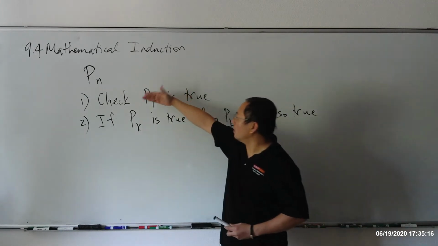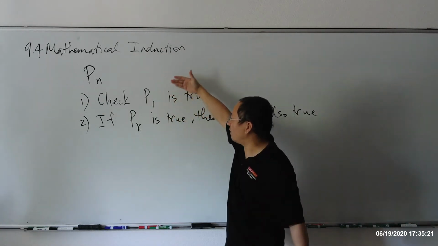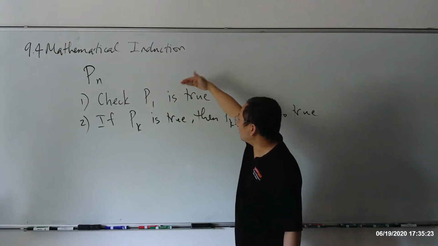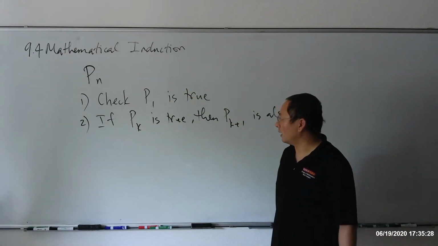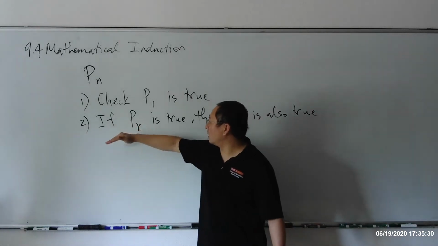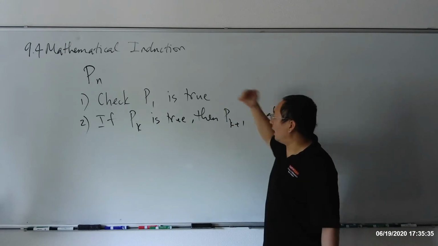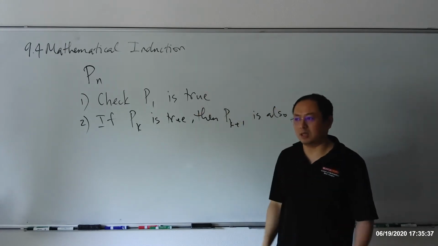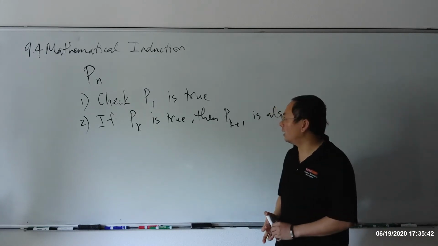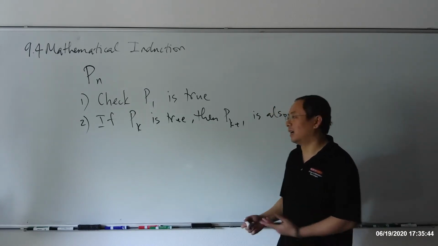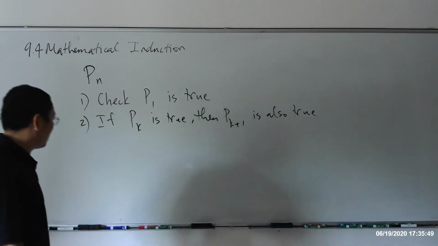So basically, you can prove a mathematical statement using math induction via two steps. First, check if the initial step is true. And you make an assumption: if Pk is true, then Pk plus 1 is true. If any math statement satisfies the two conditions, then you can say that by mathematical induction, the statement will be true for any natural number n. I know this is abstract, so I think it's easier if I give you an example. All right, so let's start with an example.